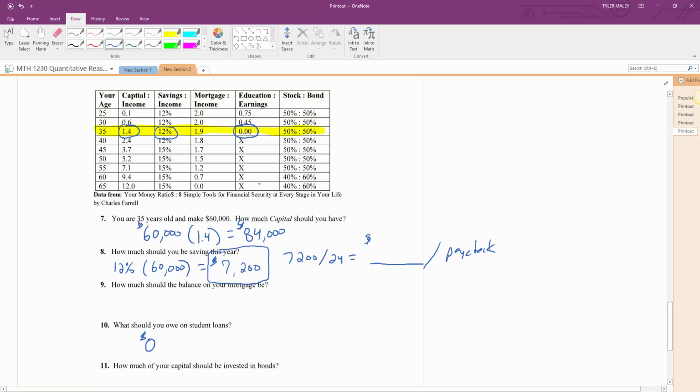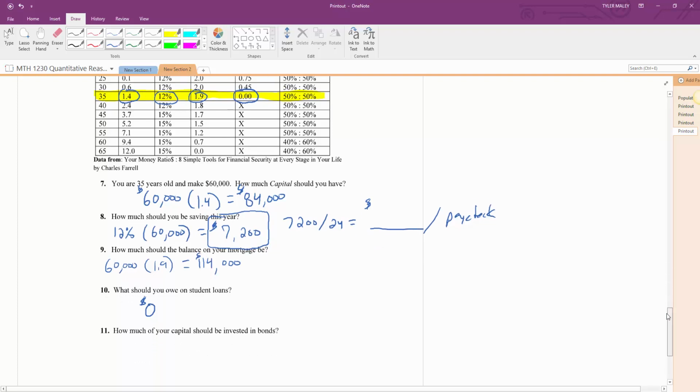So number 9 is using mortgage to income, right? So we're using this value. So since we're comparing mortgage to income, if I take $60,000 times 1.9, this will leave me with what should be left on my mortgage. So this comes out to be what, $114,000. Right, so that should be my remaining balance on my mortgage, right, for my home.